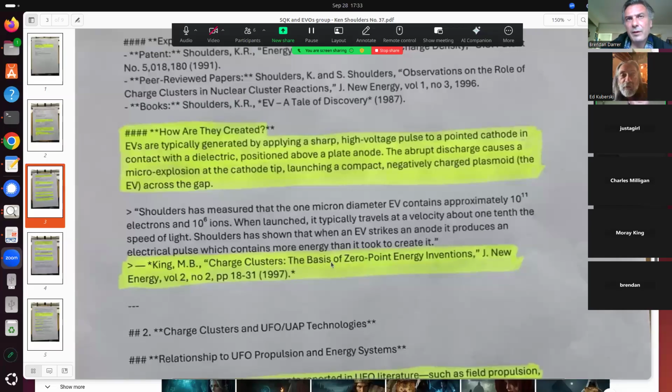The basis of... And sorry, Brendan, to interrupt, but we have Moray here in the group. So thank you, Moray, for all the information and books. So that's Moray King, Charge Clusters, the Basis of Zero-Point Energy Inventions, 1997.